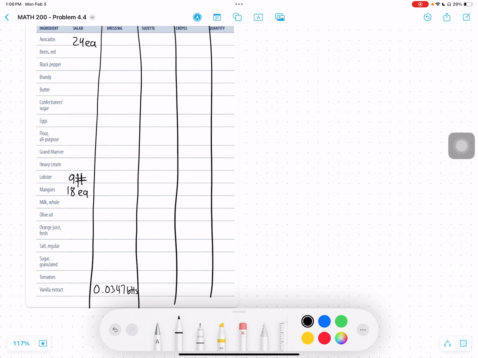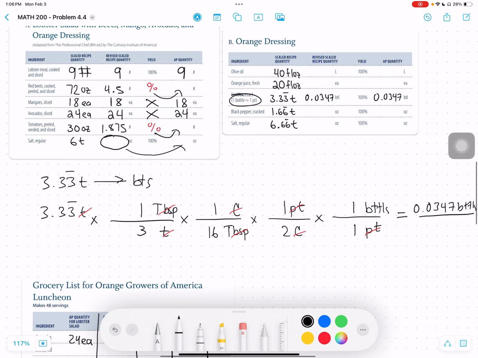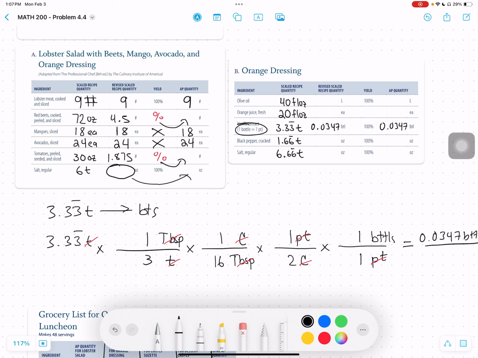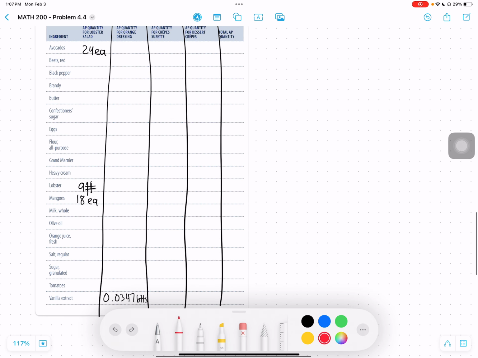Not every slot is going to be filled here, but there are some ingredients that are going to be shared between the recipes. So for example, I believe mangoes, I think you use in another recipe, or salt. For example, here you can see that you actually share salt in both recipes. So those two AP quantities that you're going to have there, you have to plug into these two columns, which are the lobster salad and the orange dressing.